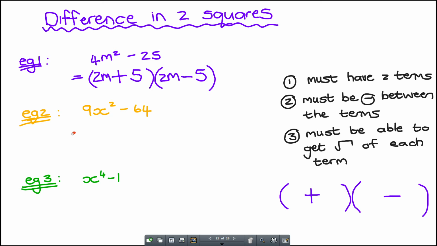So immediately you start with, I know my answer will be 2 brackets. First one with a plus, that one with a minus. You said square root of 9x squared will be 3x. So 3x in each bracket. Then square root of 64 was 8. So 8 in each bracket. And that's it. That's like 2 marks, no? How easy is that? Good.